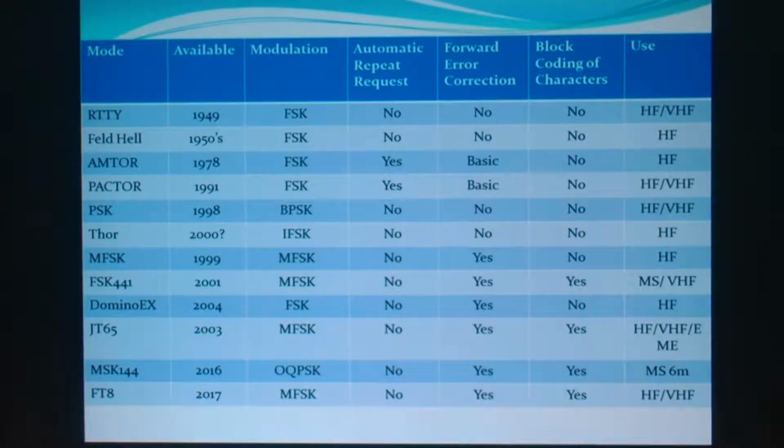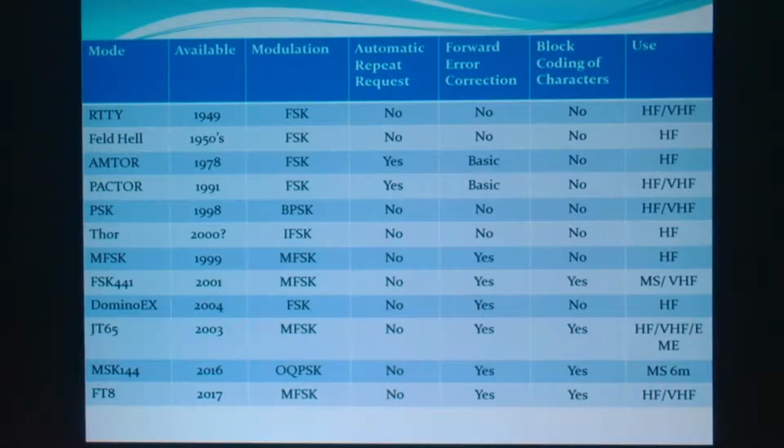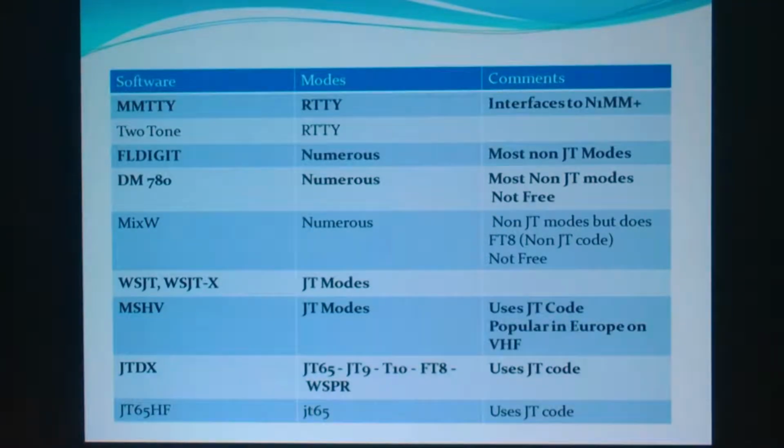The other one that I should probably call out is MSK144. That's a meteor scatter mode, so that's a fast mode, sending data very quickly. And that is, I've got to read my list here, offset quadrature phase shift keying. I can't explain what that is. But just to say, right, okay, so the next slide. That's basically the modes.